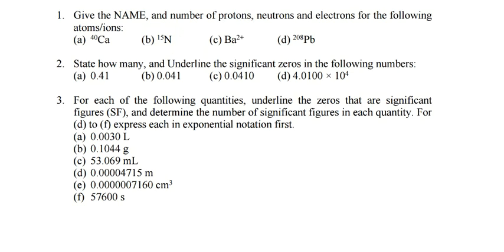Question 2, we're just stating how many, and of course we're underlining the significant zeros in the following numbers. So state how many and underline the significant zeros in the following numbers. Okay, so look at the first one. How many significant zeros do we have in the first one? Okay, and then underline.